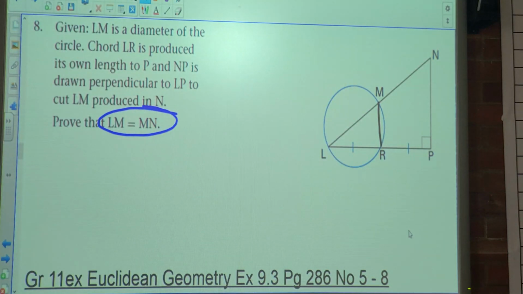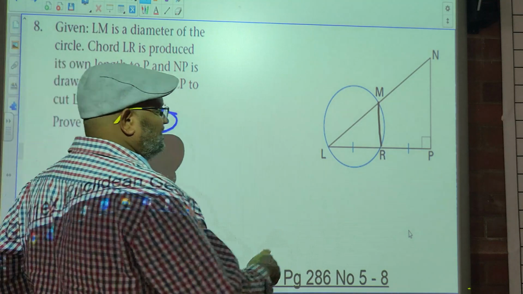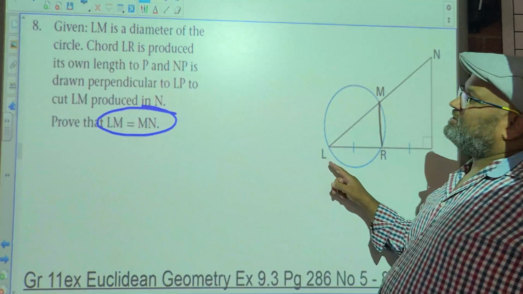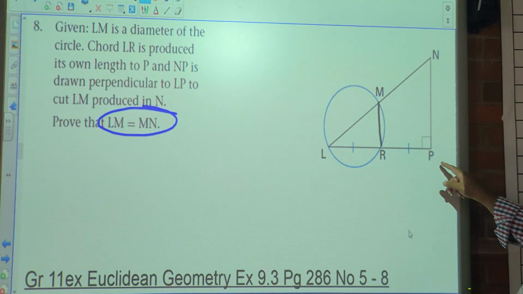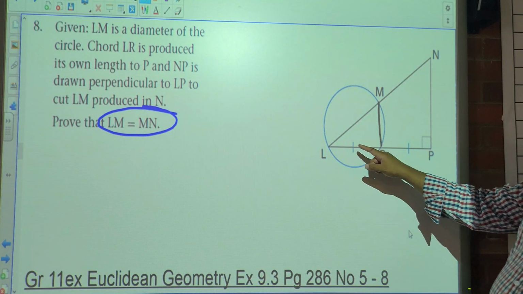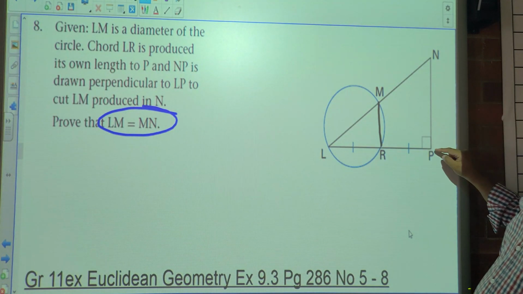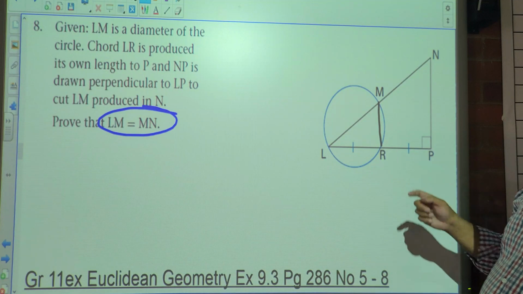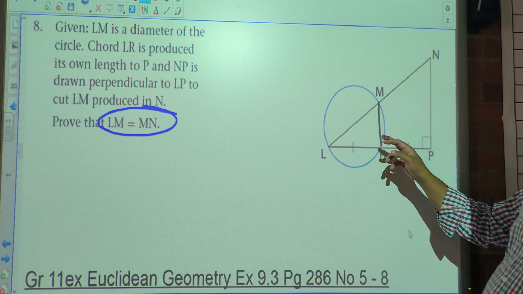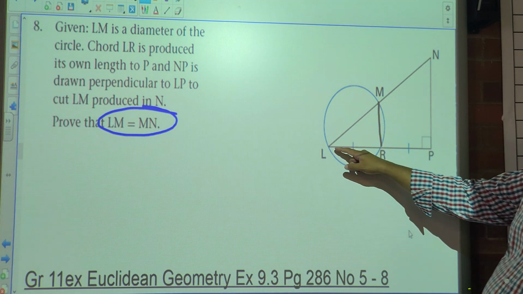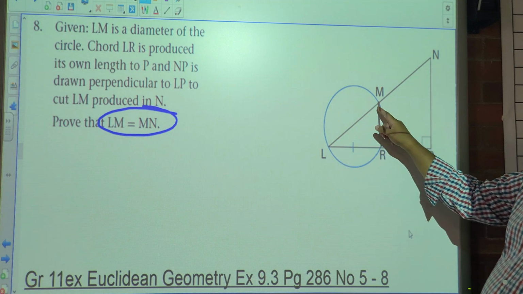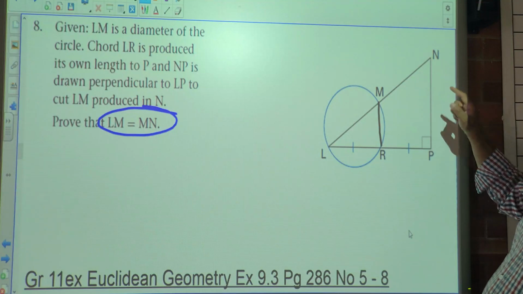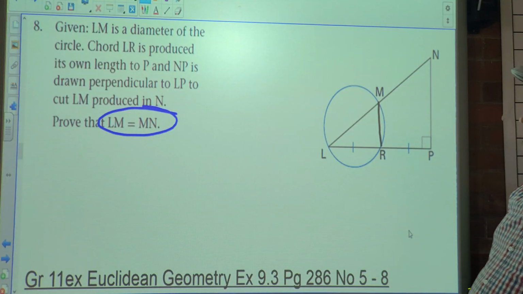Alright. So we are told that LM is the diameter of the circle. Chord LP produced. What does produce mean? Extended. Chord LR is produced to P. NP is drawn perpendicular to LP to cut LM produced in N. Okay? The question says, right.